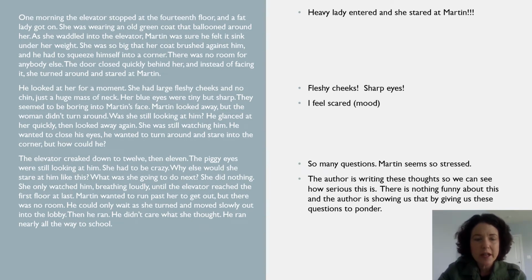What in the world? Okay, I'm highlighting she turned around and stared at Martin because that's strange elevator behavior. Everyone can agree that that's not normal. People usually kind of back up and try to be away from each other.